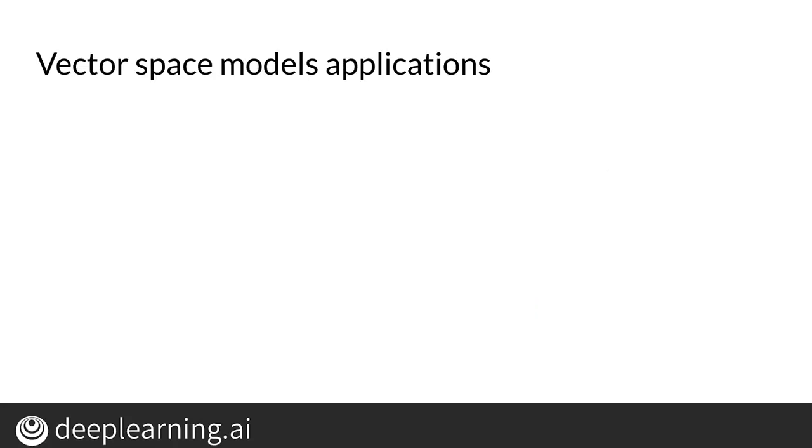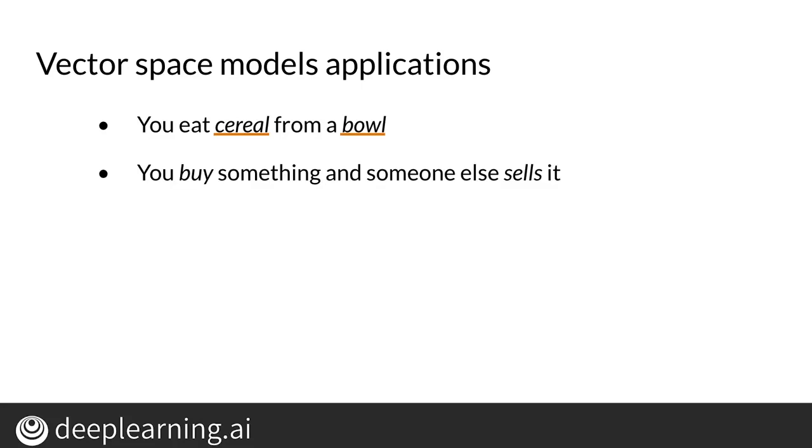Vector space models will also allow you to capture dependencies between words. Consider this sentence. You eat cereal from a bowl. Here, you can see that the word cereal and the word bowl are related. Now, let's look at this other sentence. You buy something and someone else sells it. So, what it's saying is that someone sells something because someone else buys it. The second half of the sentence is dependent on the first half. With vector space models, you will be able to capture this and many other types of relationships among different sets of words.